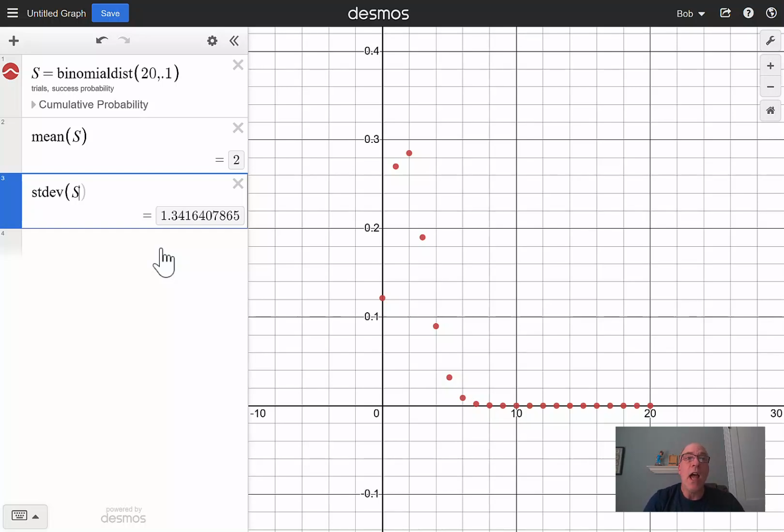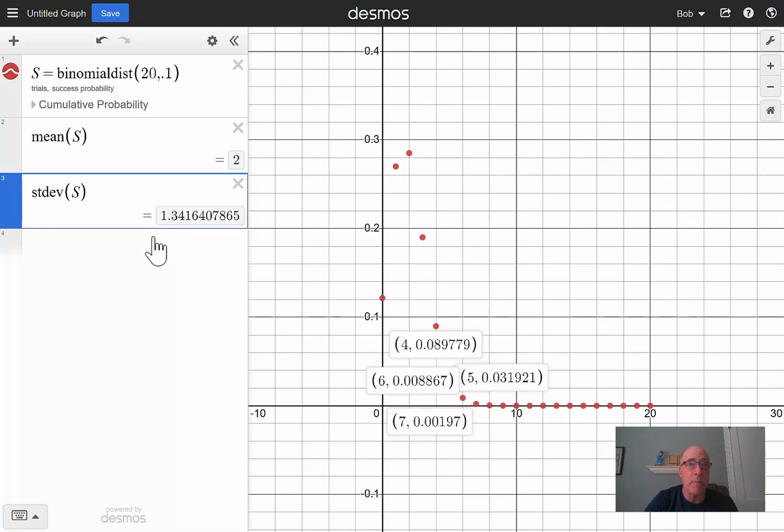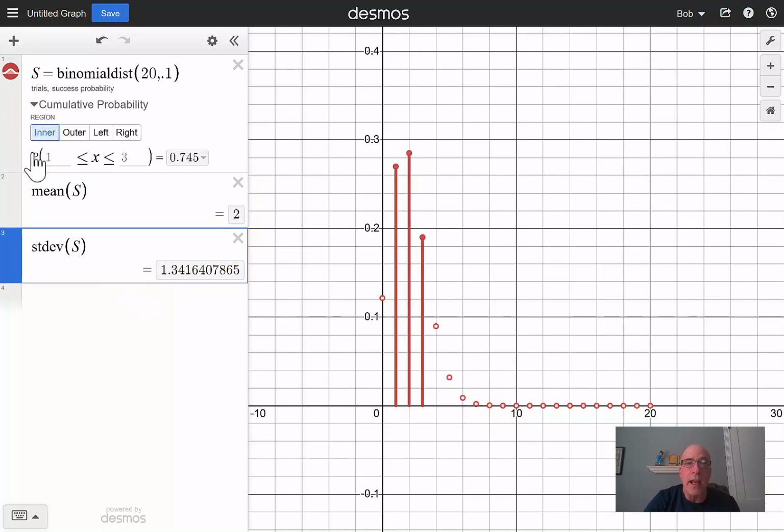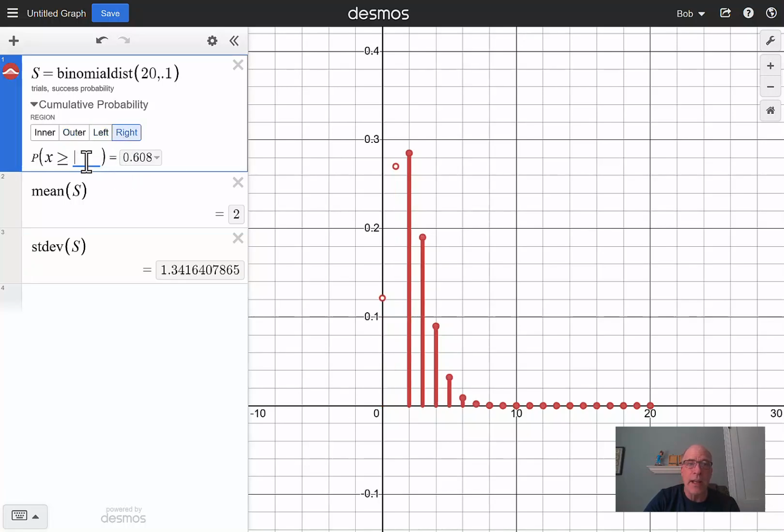In part C, we want to find the probability that 4 or more of the rock songs in a particular 1 hour period would be played. So in a binomial distribution here, I want to find 4 or more. So it would be the sum of all of these individual probabilities. But here at the top, I see cumulative probability. Let's see what we have here. I can find an inner probability between values, outer if I like, left or right. And right is what we want here. X is greater than or equal to 4. And I see that that probability is 0.133.